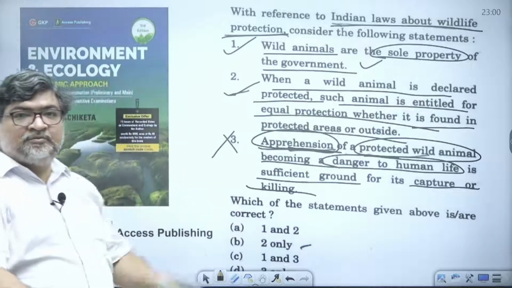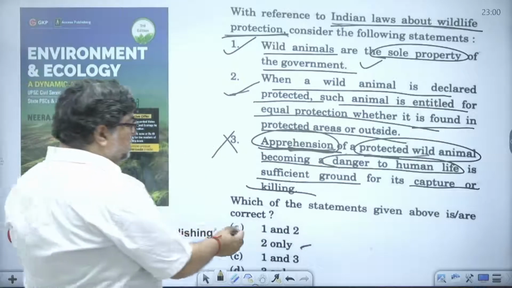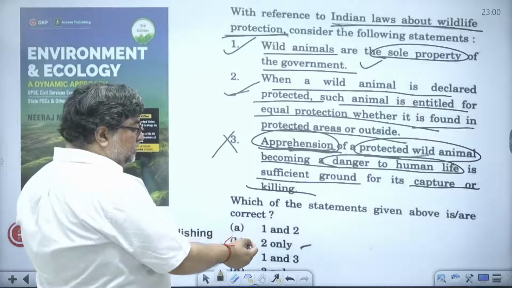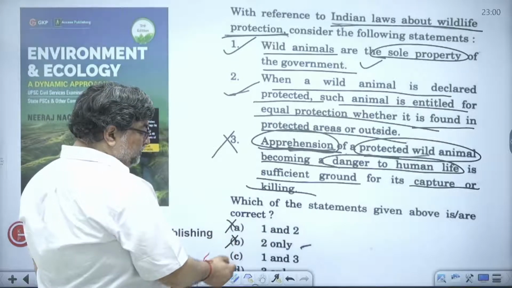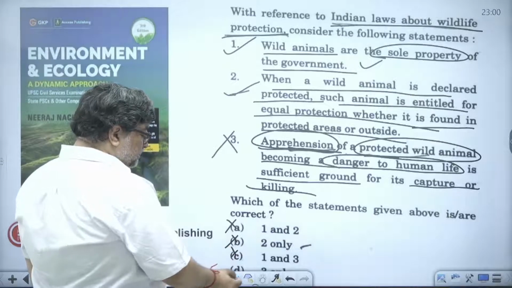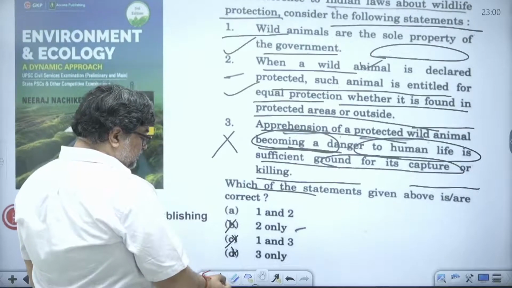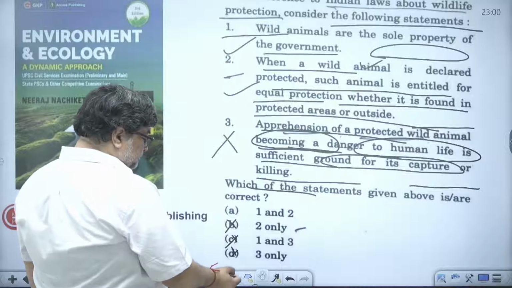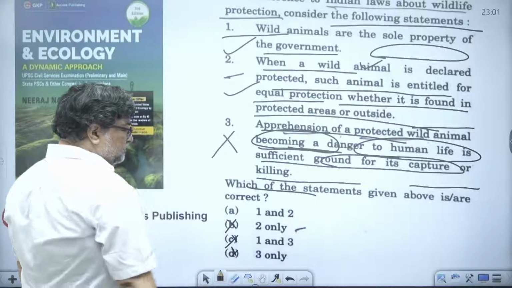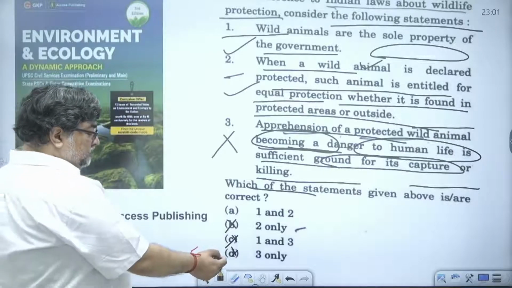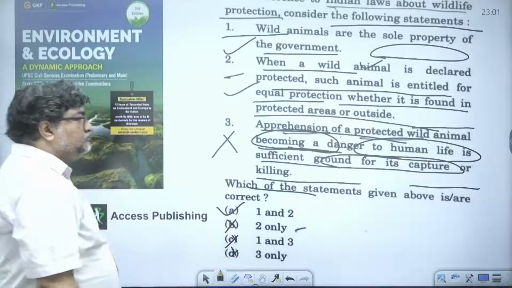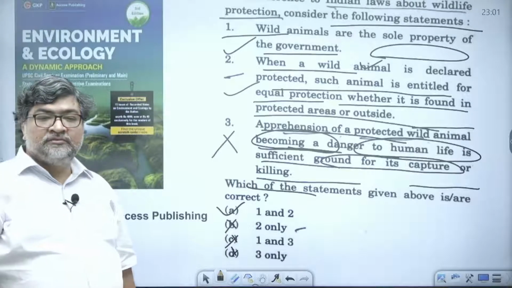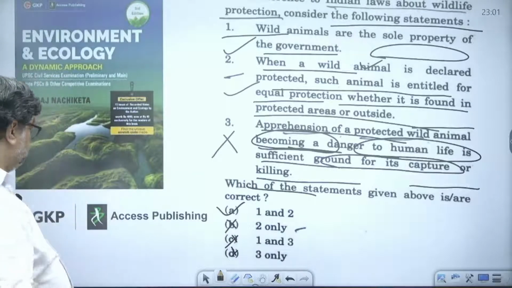I have given that in the textbook there. So the answer is here. Which of the statements given above is correct? A, 1 and 2 only, wrong. 2 only, wrong. 1 and 3, wrong. D, that is the 3 only, right? So here the 3 only is also wrong. The correct answer is 1 and 2. Correct answer is A, 1 and 2.